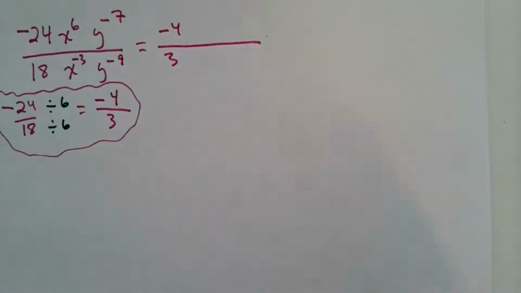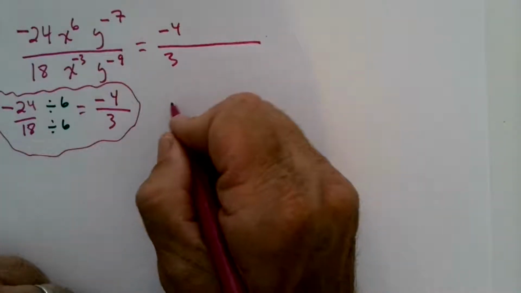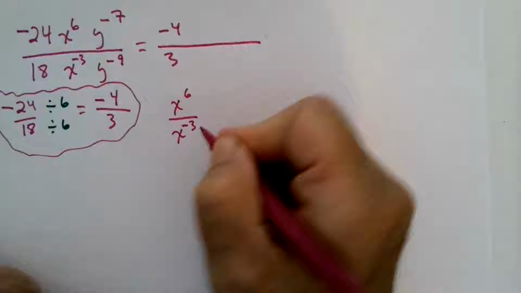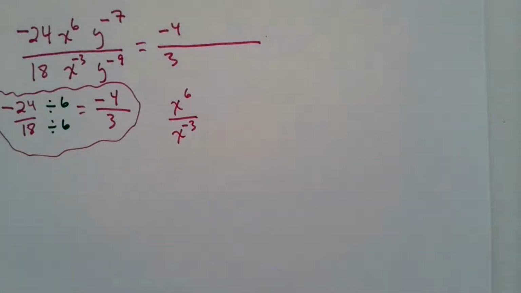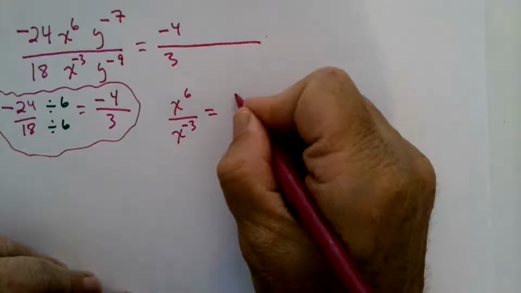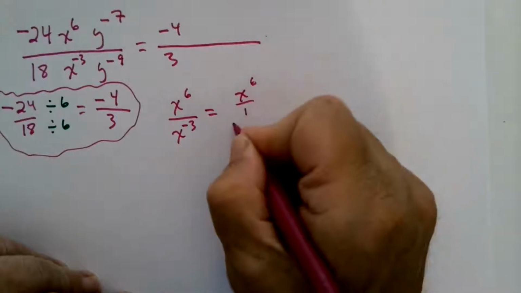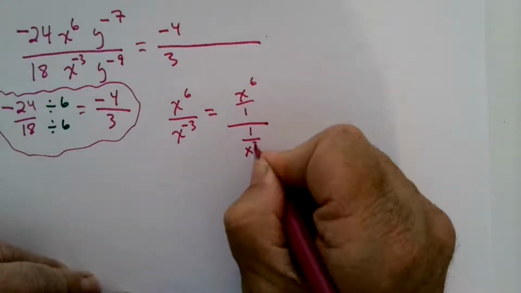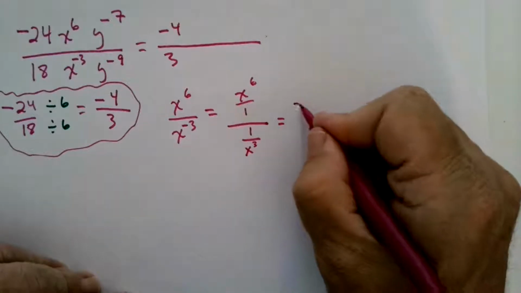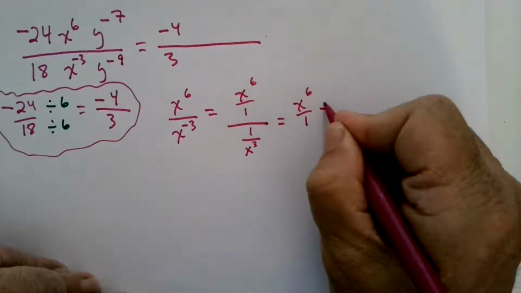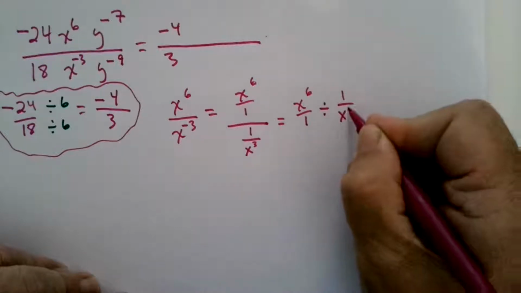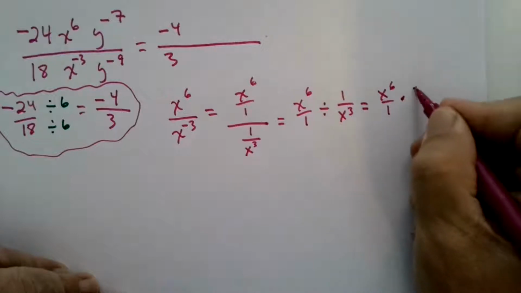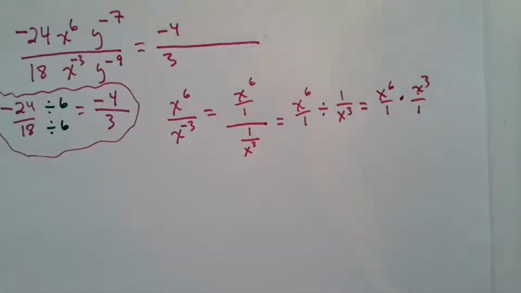Next up, we have our x's. Our x part, x to the 6th over x to the negative 3. And I ask myself the question, what does this mean? This means x to the 6th over 1 divided by x to the negative 3, which means 1 over x to the 3rd. So let me write it that way with the division symbol. X to the 6th over 1 divided by 1 over x to the 3rd, which is x to the 6th over 1 times, invert and multiply, x to the 3rd over 1.